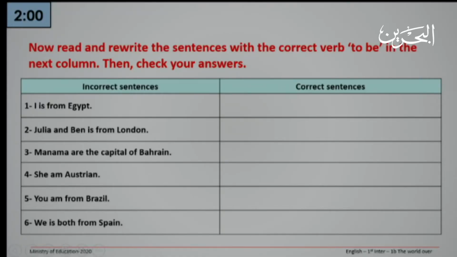Now read and rewrite the sentences with the correct verb to be in the next column, then check your answers. We will do number 1 as an example for you. Number 1, "I is from Egypt." So the correct answer is, I am from Egypt. Now I want you to do the rest of the sentences, and you have 2 minutes to complete this task.